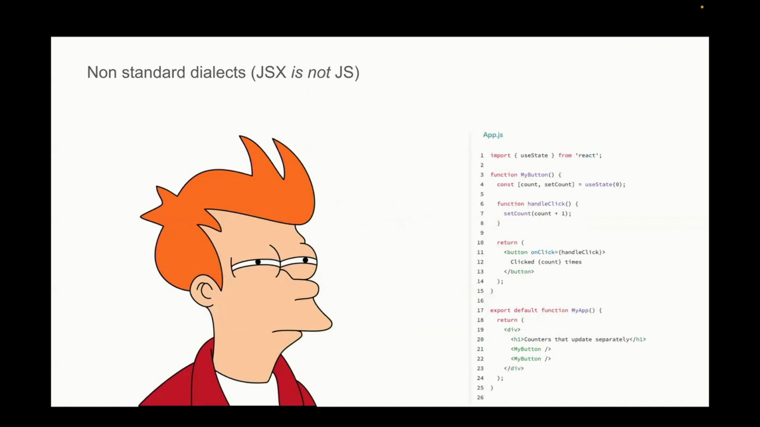And then we have other things like non-standard dialects. JSX is not JavaScript. It looks like JavaScript. It kind of acts like JavaScript, but you can't run that directly in a browser. You have to do a transpilation step in order for JSX to actually be executed in the browser. So the code that you write and the code that you run in this situation is very different again.